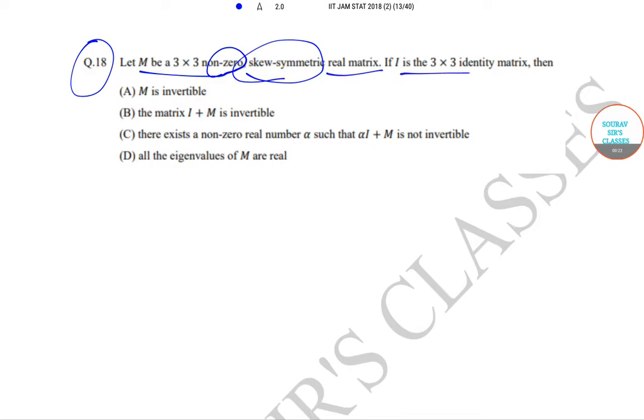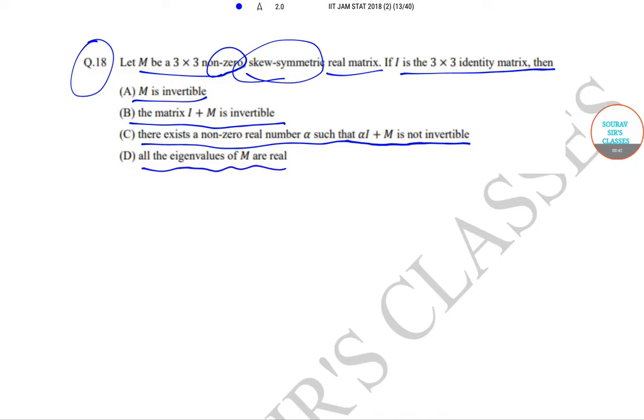Now if I is the 3x3 identity matrix, then option A, M is invertible. Option B, the matrix I plus M is invertible. Option C, there exists a non-zero real number alpha such that alpha I plus M is not invertible. And option D is all the eigenvalues of M are real. So these are the four options.